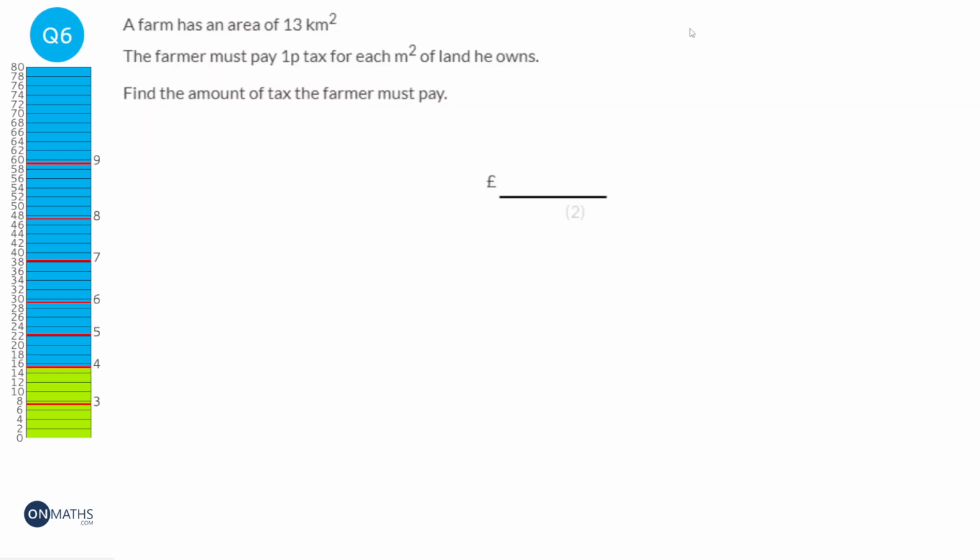So it's really important, first of all, we make clear about how we convert things. So if I've got a unit in kilometers, and I want to convert it into meters, then we know we just times it by 1,000. So 2 kilometers is 2,000 meters.